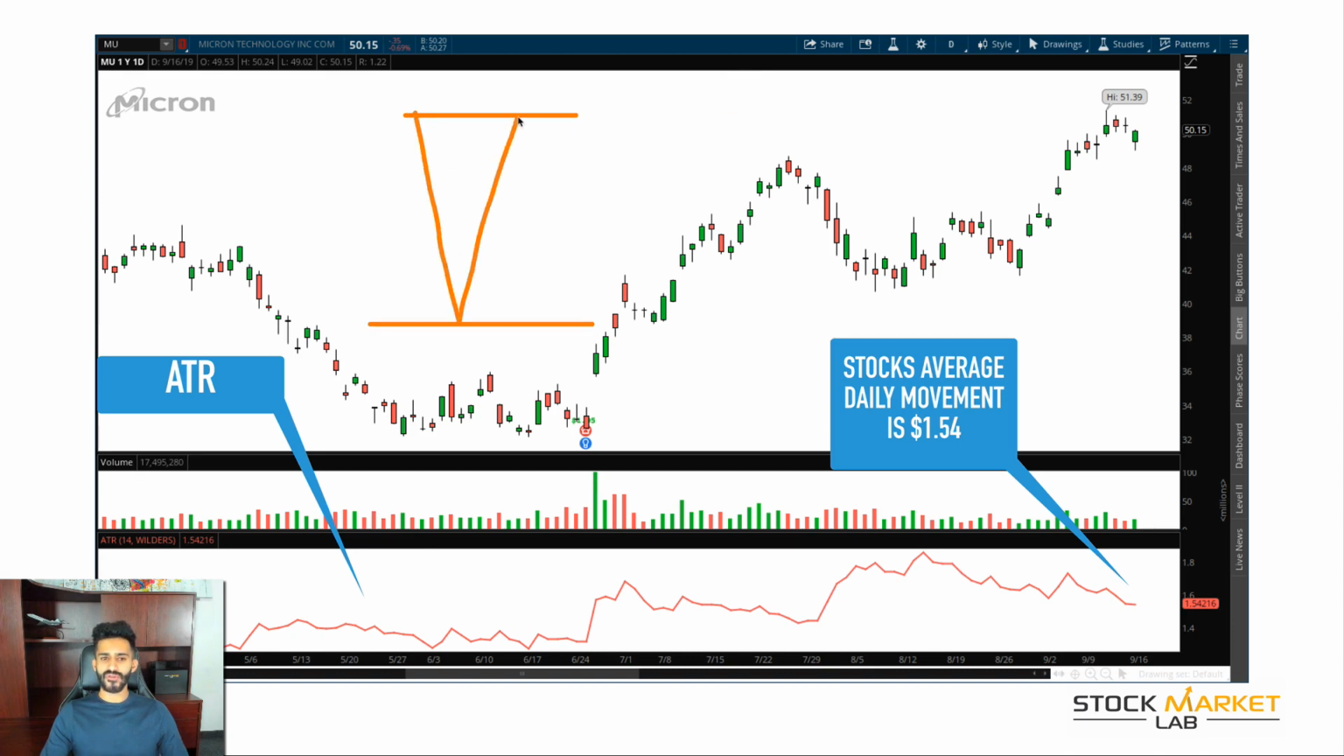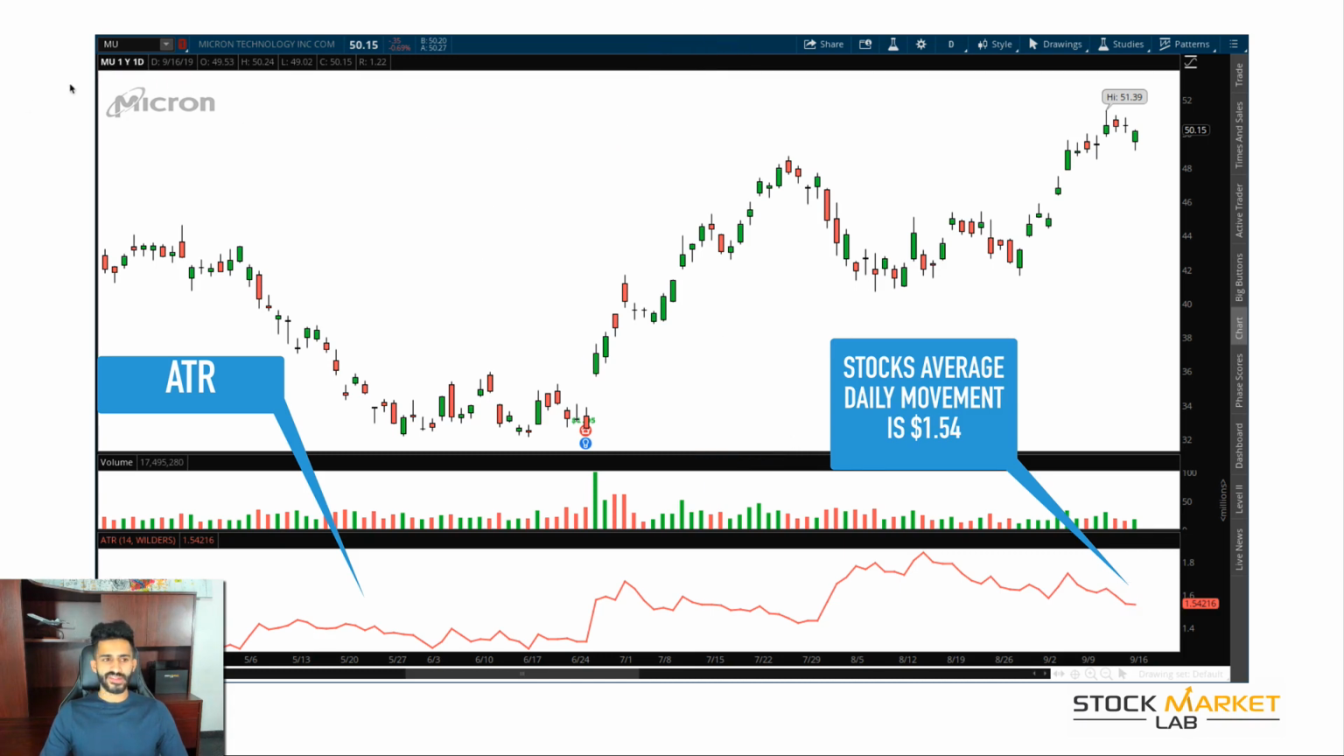Now if the stock one day moves $3, that means it has gotten outside of its average range, right? Or if it moves down $3, it means it's outside of its average ATR range. And that's very important to know, and I'll explain why. But this, once again, shows us the average daily movement because we are on a daily time frame, right?